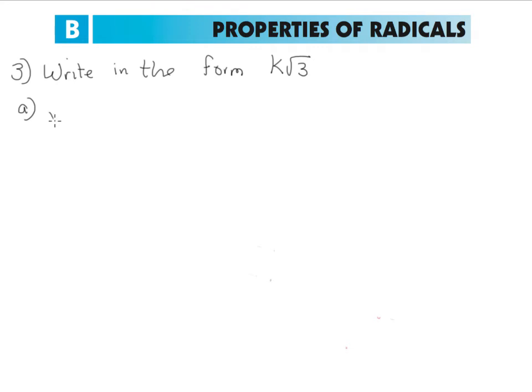In example 3, sometimes they're going to ask you to write your answer in a certain form. For this one, we're going to write it in the form of k times the square root of 3. So I'm going to look at the number underneath the radical, that 432. Since I want 3 on the outside here, let's divide this number by 3, because it has to be divisible by 3 at least once. When I divide it by 3, I get 144.